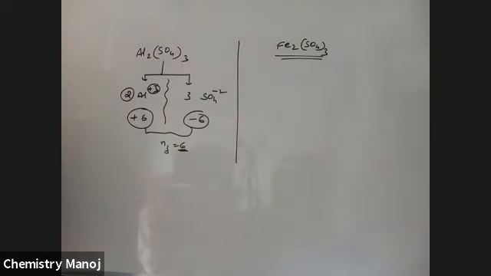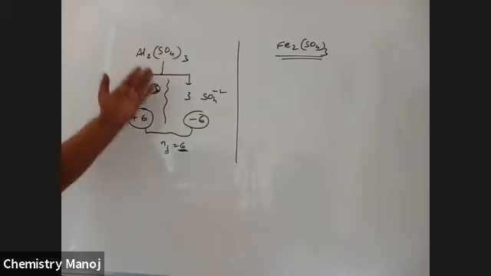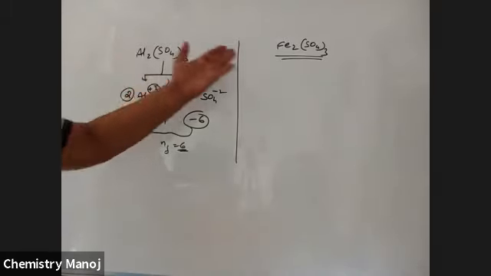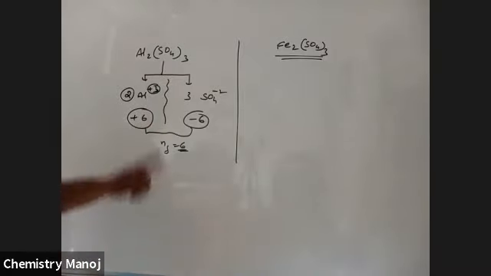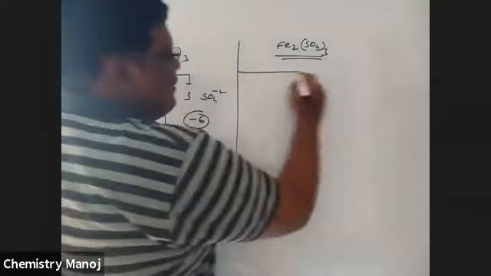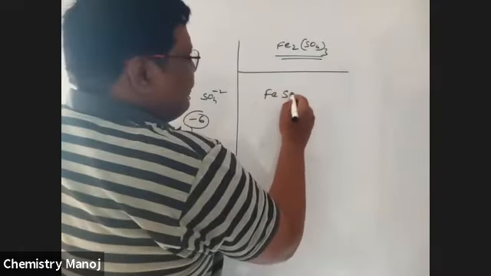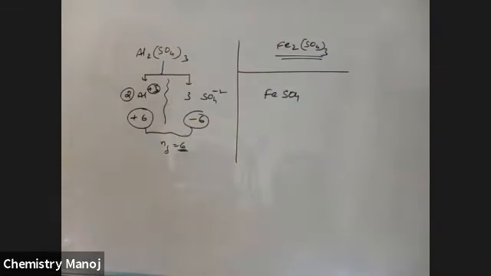Fe2(SO4)3, how much is the N factor for that one? Yes, correct. Aditya, all are correct. Similarly, in place of aluminum, there is Fe. So that is correct. Now, what is the N factor for FeSO4?